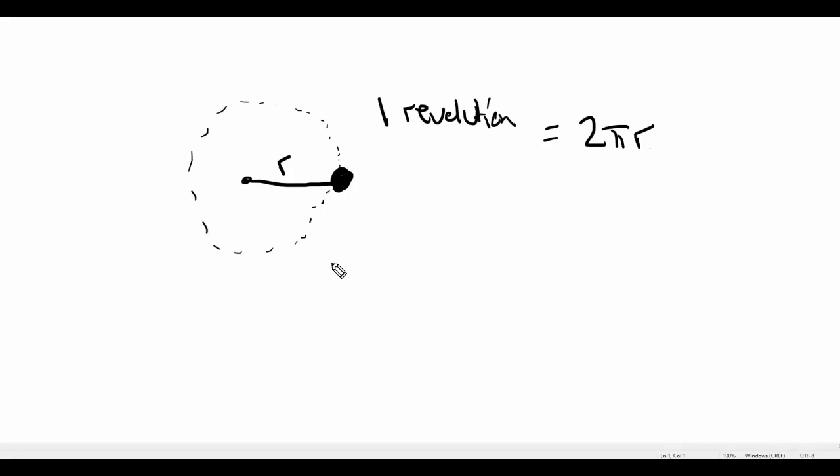Now how long does that take? Well, the time for one revolution by definition is the period. That's the definition of period. It's the time it takes for one revolution.